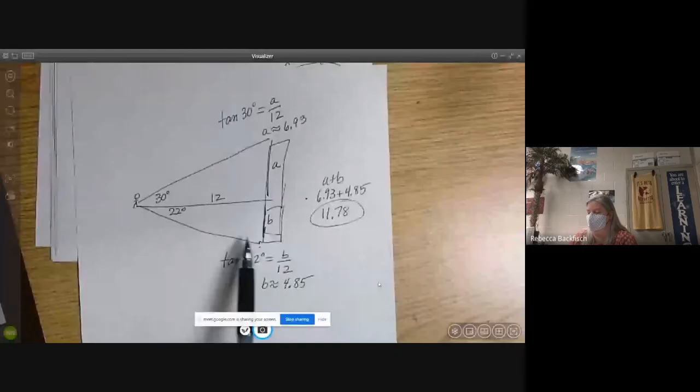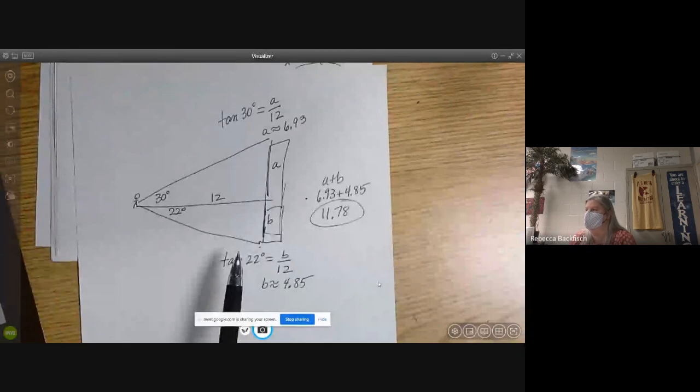Okay, this is the opposite. This is the adjacent. So B, I found down here. And that way, for the total height of the sculpture, I can add those two together.